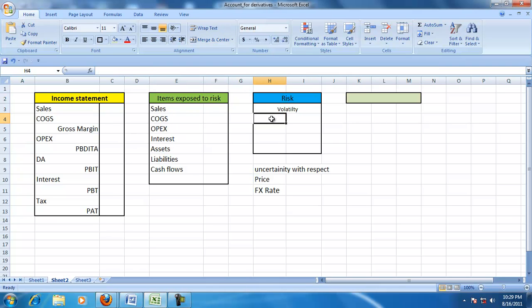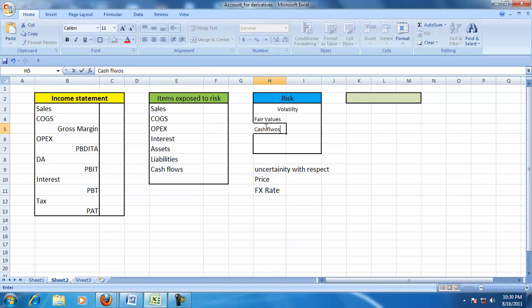But what is exposed to risk? For example, the assets and liabilities: because of the accounting rules, assets and liabilities as far as possible should be shown at the fair value. So fair values keep on changing. Because the fair value changes, the balance sheet items are exposed to these fluctuations. We'll see details of that as we move along.